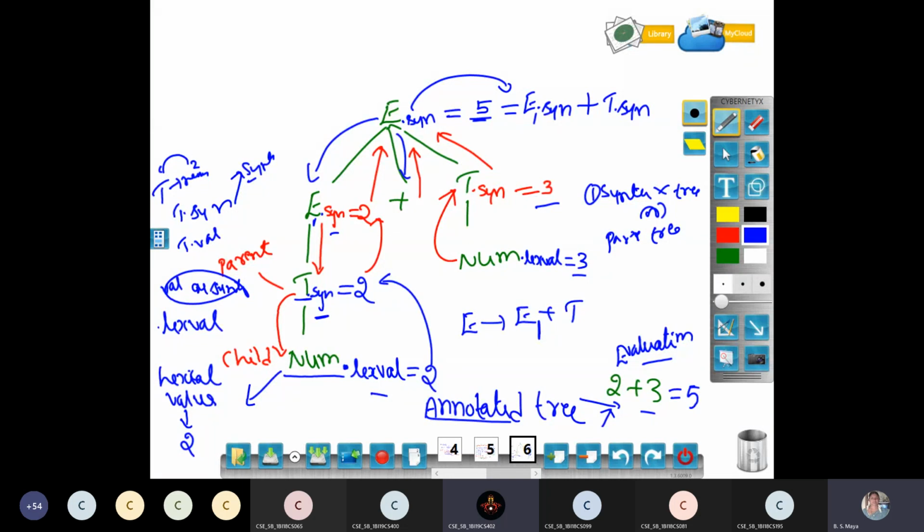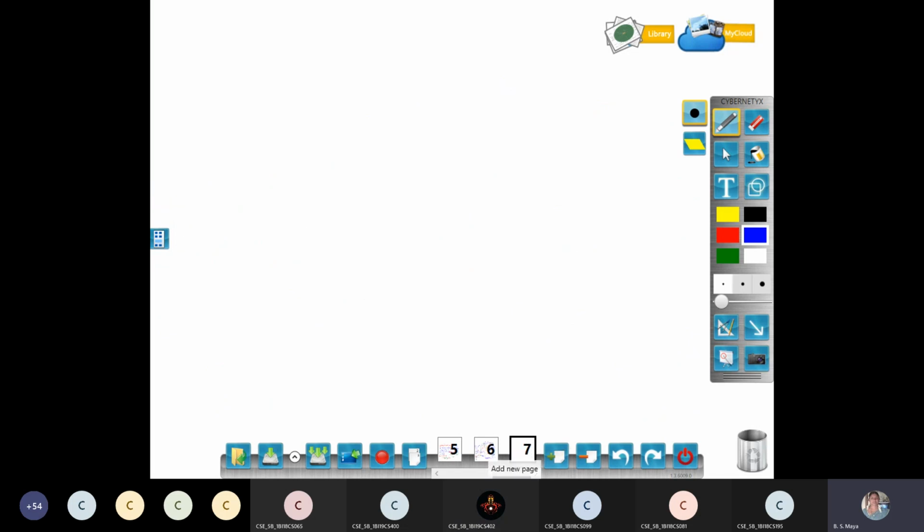Ma'am, for the operators, can we take them directly? Yes, operators you can take directly. Only the grammar symbols are required. The grammar symbol can be a terminal or non-terminal, but don't take an operator for that. The operator is given directly from the lexical analyzer. You don't need it for that. Okay, the same diagram I will write once again.